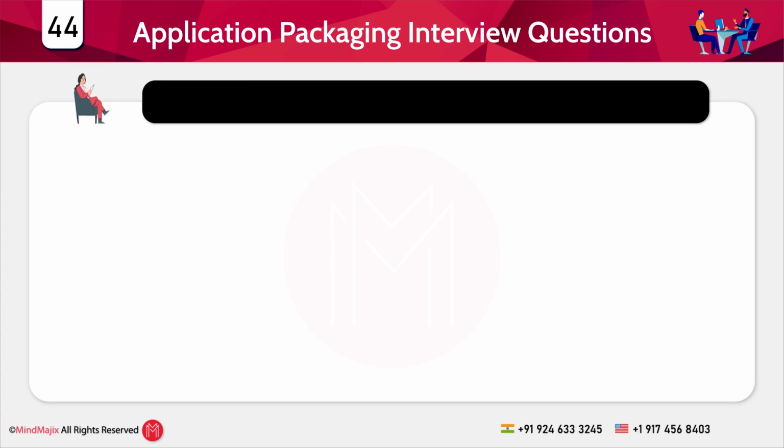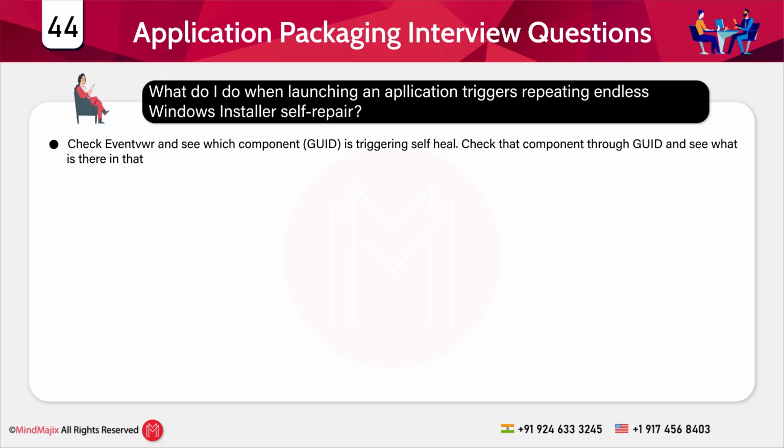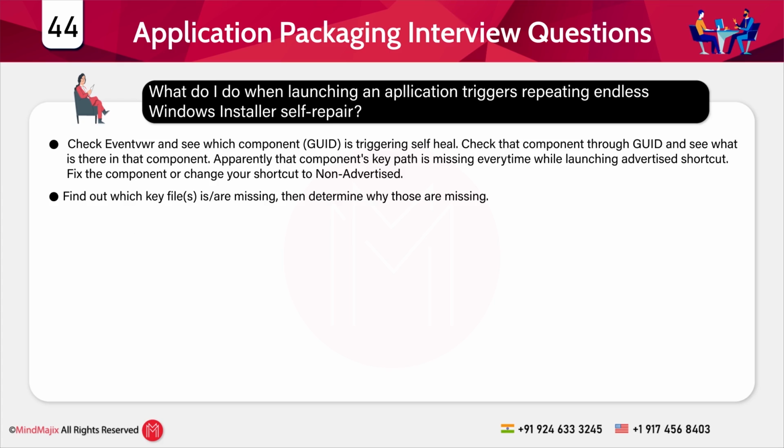Question number 44. What do I do when launching an application triggers repeating endless Windows Installer self repair? So this means that an application is going for self healing again and again. So in that case, we have to check the Event Viewer and see which component GUID is triggering that self heal. We have to check that component through GUID and see what is there in that component.